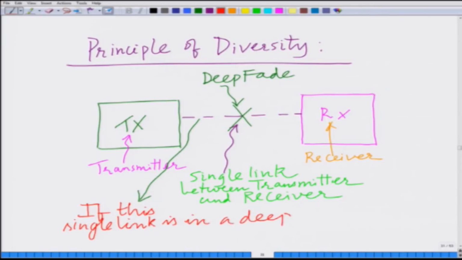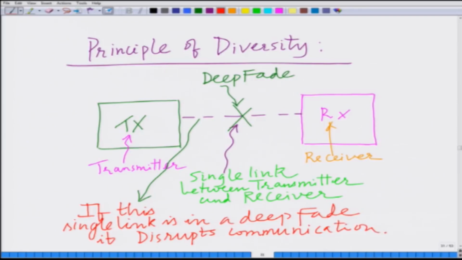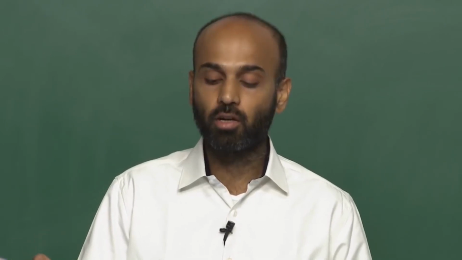Therefore, if this single link is in a deep fade, it disrupts communication, because there is only one link, and if this one link is in a deep fade, then there is no route to transmit the signal from the transmitter to the receiver. In other words, there is no alternative link which is not fading to transmit the signal from the transmitter to receiver.